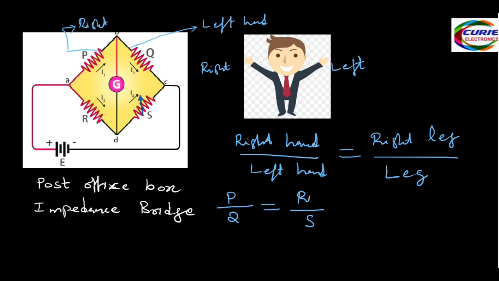I hope you understood. You need not remember anything. When the bridge is balanced, there is no current flow through the galvanometer. At that point, when there is no current flowing through the galvanometer, the bridge is balanced, and we can easily calculate the value of the unknown resistance.